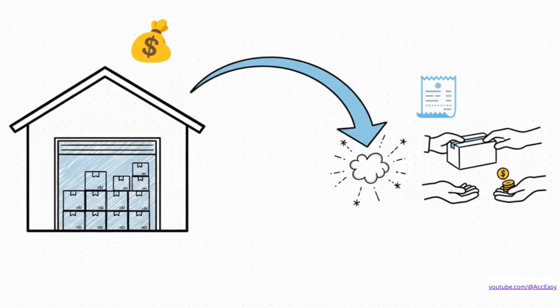Inventory plays this amazing dual role. For as long as it's just sitting there, it's a current asset on the balance sheet. It's value the company owns. But the second it's sold, boom, its cost flips over and becomes an expense on the income statement. And we call that expense the cost of goods sold, or COGS for short.